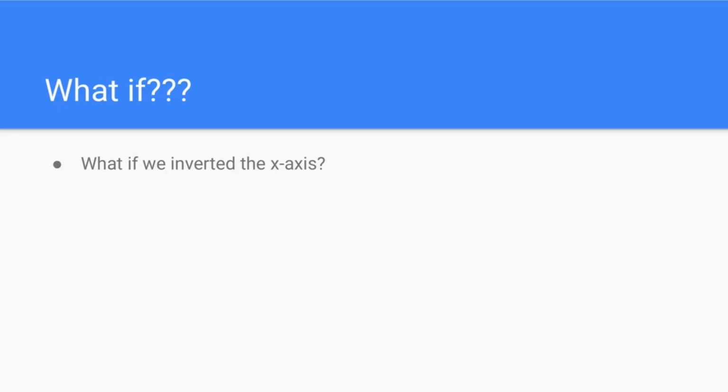A big what if is, what if we inverted the x-axis? The answer is nothing would really change. It would be the same magnitude of vector, just in the opposite direction. It would be in the negative x direction rather than the positive x direction.